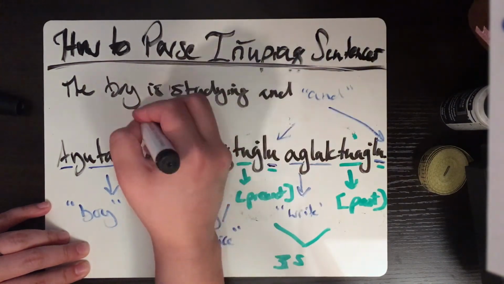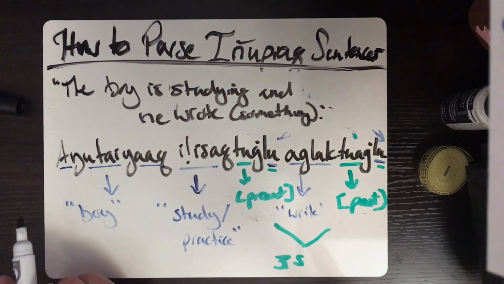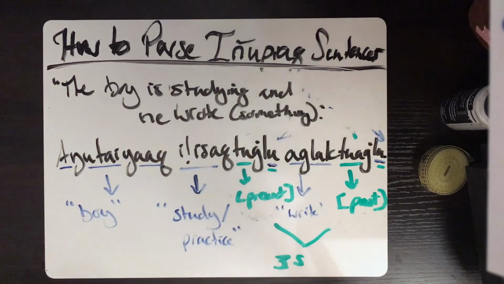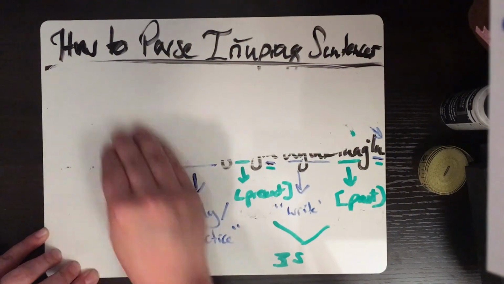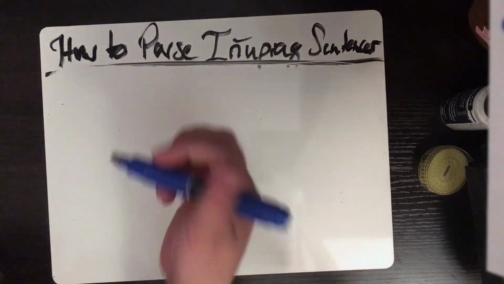Boy, study, write, and past and present tense endings and enclitic lu. The boy is studying and he wrote. And that is how I parse Iñupiaq sentences for translation.